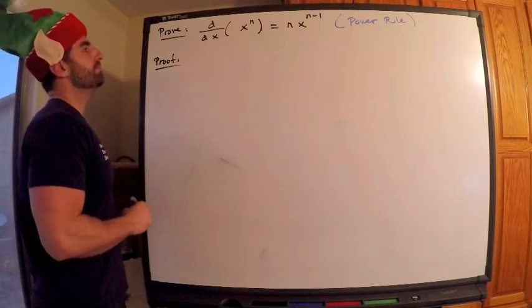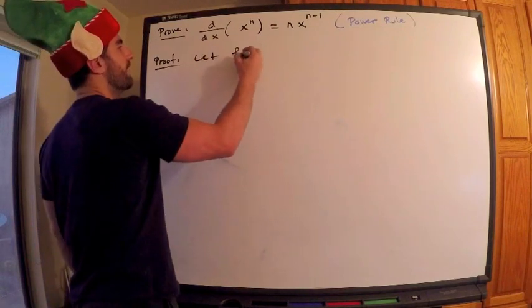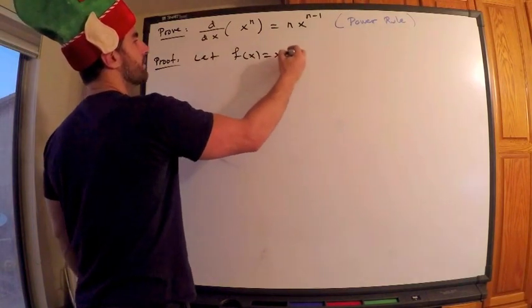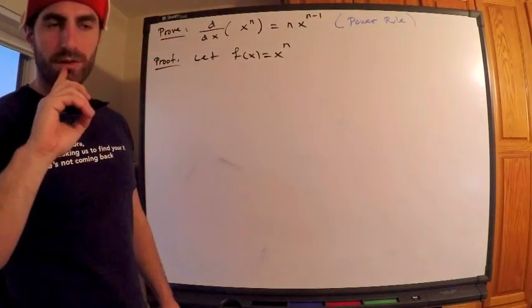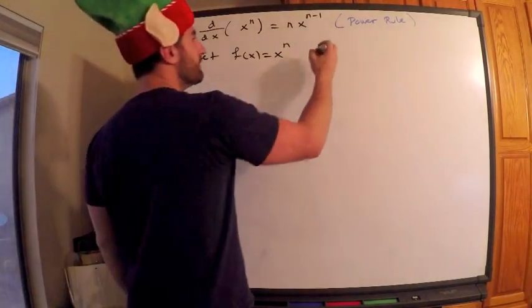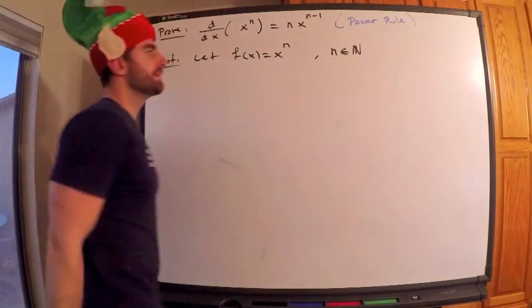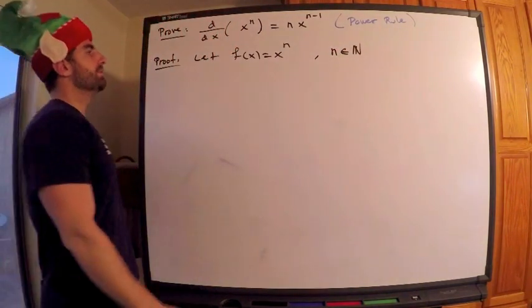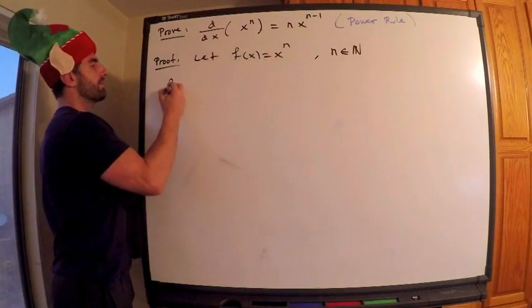We just use the definition of the derivative. So let's let f of x equal x to the n. By the way, you have to do a generalization here. This is only really true, what I'm about to do is for n a natural number. Okay, n is a natural number. So what is the derivative? That's what we're looking at. So what is f prime?